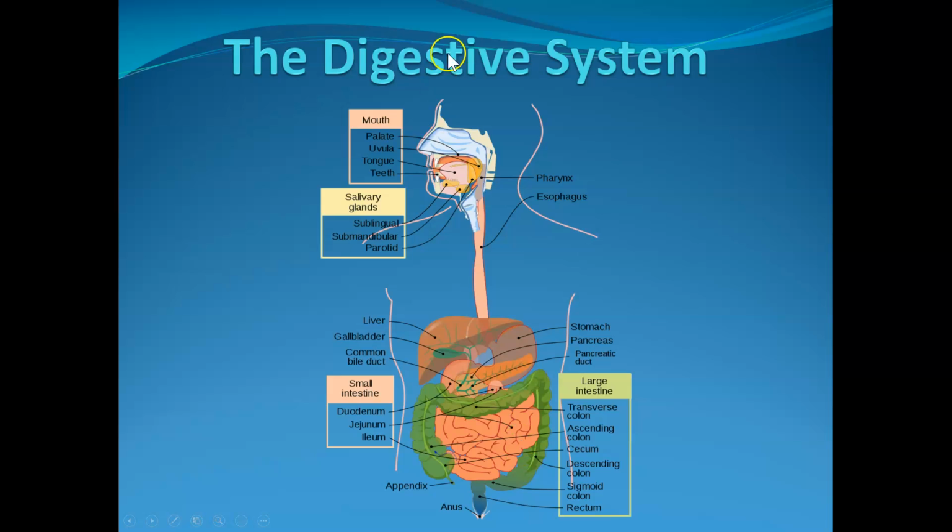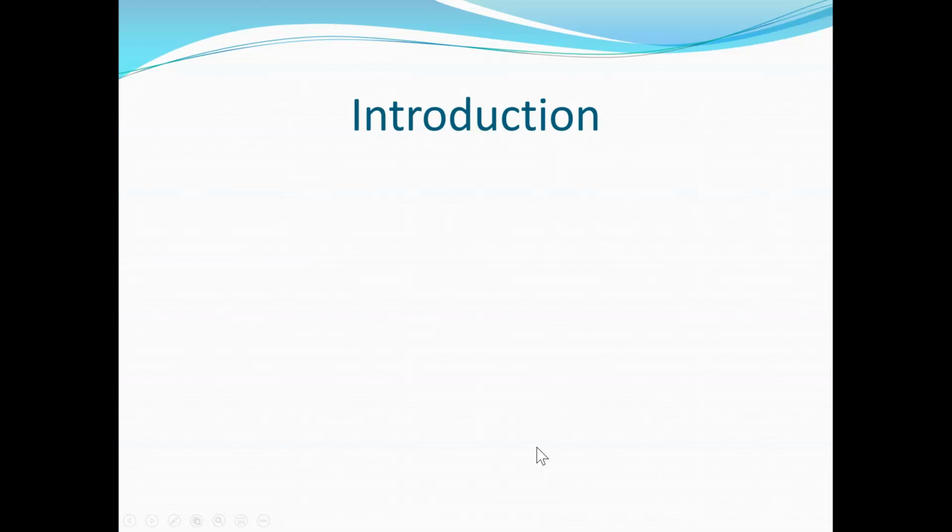And along with the specific structures and organs of the digestive system, there are accessory organs, and this is right over here. They play an important role in digestion as well: the liver, the gallbladder, and this is very important, this structure right here is called the pancreas, and we'll talk about all of that in this PowerPoint.